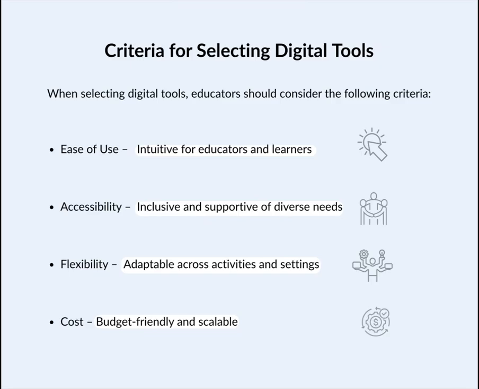Criteria for selecting digital tools. When selecting digital tools, educators should consider four primary criteria. First, ease of use. Tools should be intuitive for both instructors and learners. Second, accessibility. Tools should support diverse learning needs and promote inclusion. Third, flexibility. Tools should adapt to various activities and instructional settings. Finally, cost. Tools should be sustainable and scalable within institutional budgets. Let us examine examples of tools that align with these criteria.